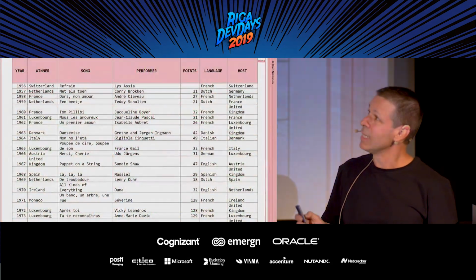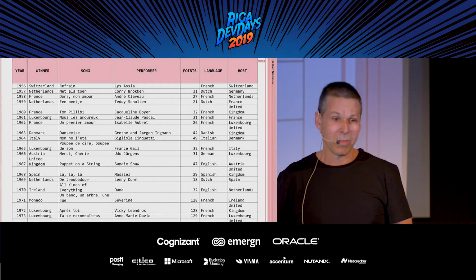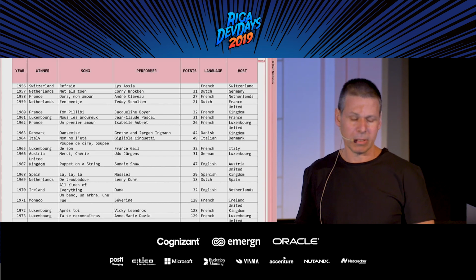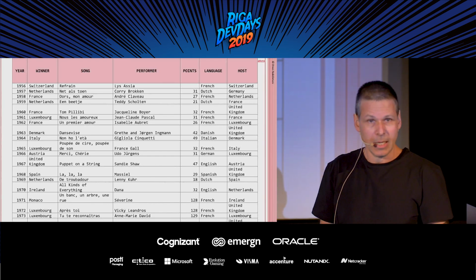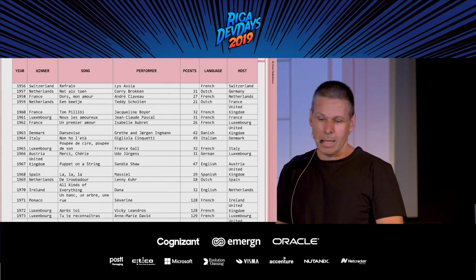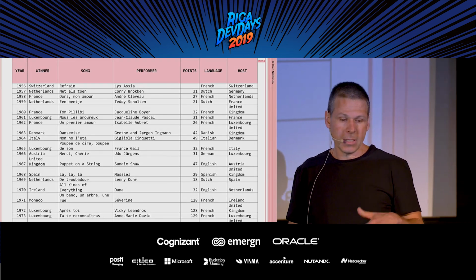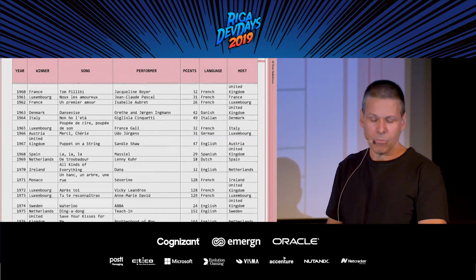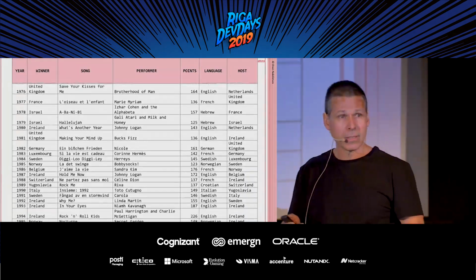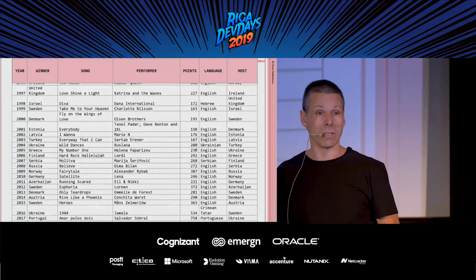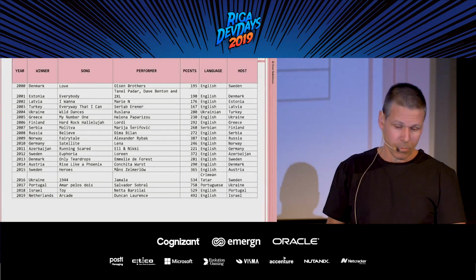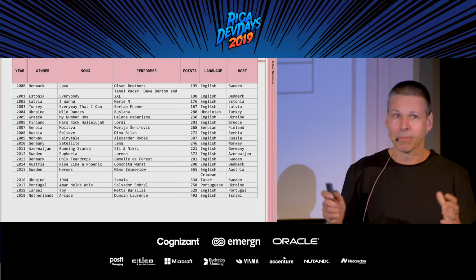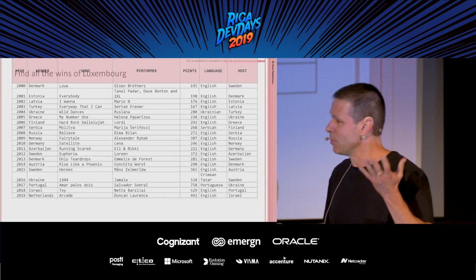So I have a table with a row for every year of the contest since the first contest in 1956 until the last one 2 weeks ago. So we have a row for every year. We have the winning country, the song, the performer, points, language, and the host country. So, are you willing to analyze the Eurovision? Yes, I'll do it by myself.